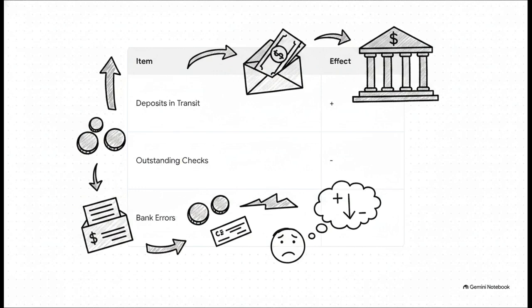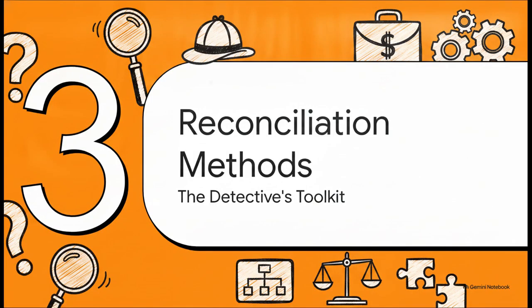Deposits in transit are a big one. These are cash receipts you've already recorded and sent off to the bank, but the bank just hasn't processed them yet. So we have to artificially add those to the bank's balance. Then you have outstanding checks. You wrote these, you deducted them from your books, but they haven't cleared the bank yet. So those will pull the bank's balance down. And of course, banks are run by humans too, so bank errors happen and will need a positive or negative adjustment. All right, Part 3, 3 methods of reconciliation.